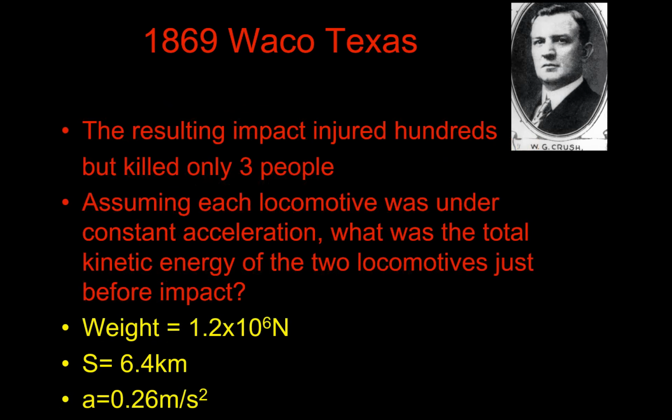So if we assume that each locomotive was under a constant acceleration, what would be the total kinetic energy of the two locomotives as they smashed into one another? We've got the weight of the locomotives, 1.2 million newtons. We've got the displacement of 6.4 kilometers, and we've got an acceleration of 0.26 meters per second.